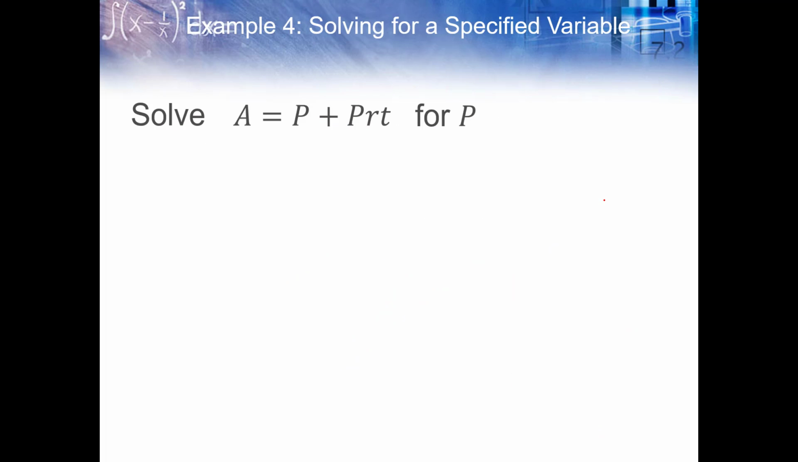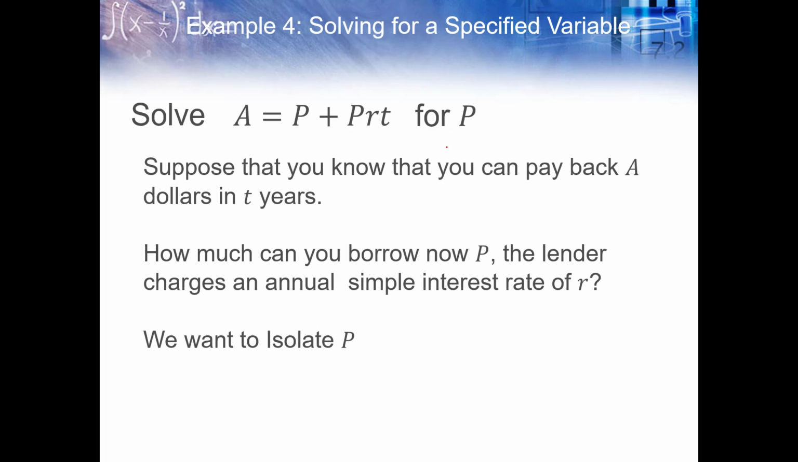And one of the things you might be asked is to solve this equation for P. And if you do that, you're basically answering this question. Suppose that you know that you can pay back $8 in 10 years. How much can you borrow now if the lender charges an annual simple interest rate of R? And what we want to do here is isolate P. So how can we do that?